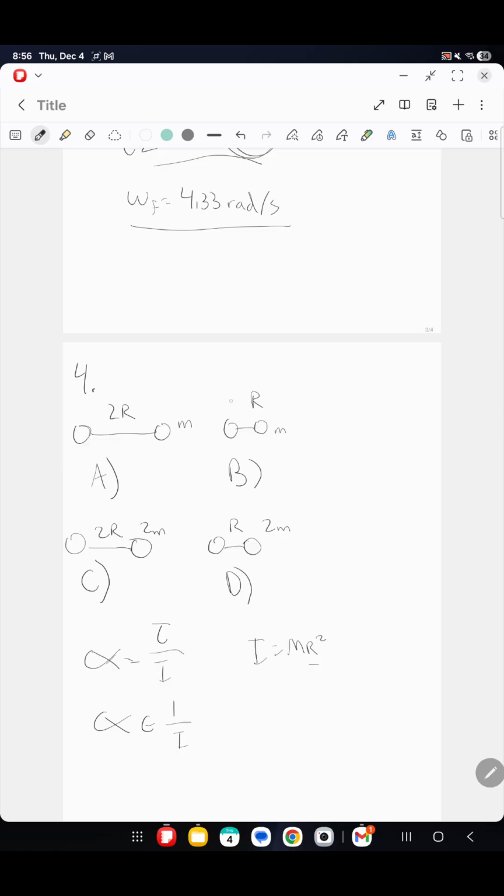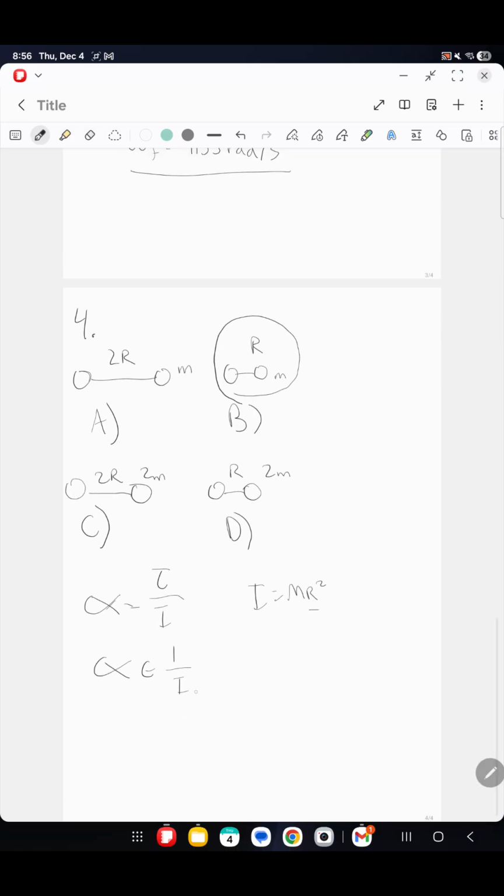and so we could see that B here has a very small distance, a very small radius between these two masses, and the mass is pretty small. So the moment of inertia is the smallest, and because the moment of inertia is smaller, the angular acceleration will be bigger. So B is the correct answer.